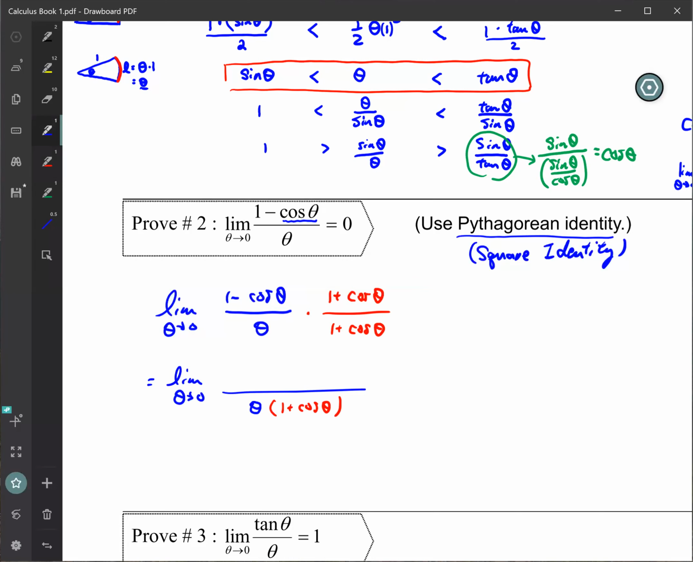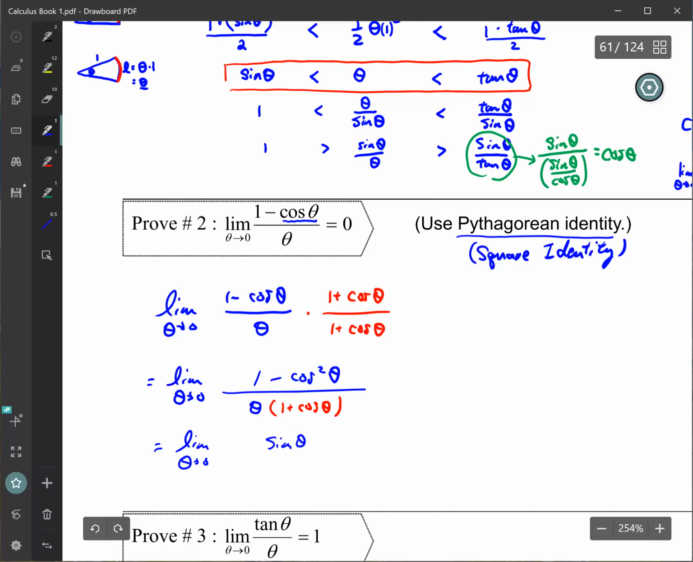Sine squared theta. Let's step back a little bit. How do you know it's sine squared? Because if you do difference of squares, it becomes 1 minus cos squared theta. Yes, very good. And then from the square identity, that can become a sine squared. Okay.